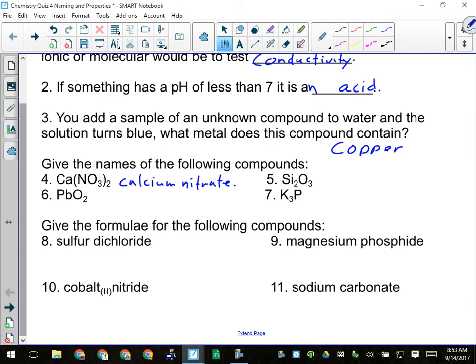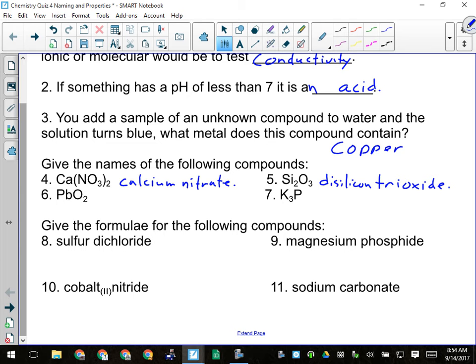Number 5, I have 2 nonmetals, silicon and oxygen, and I have to use prefixes here, so this is going to be disilicon trioxide. I'm going to say it's wrong because it's on the periodic table.